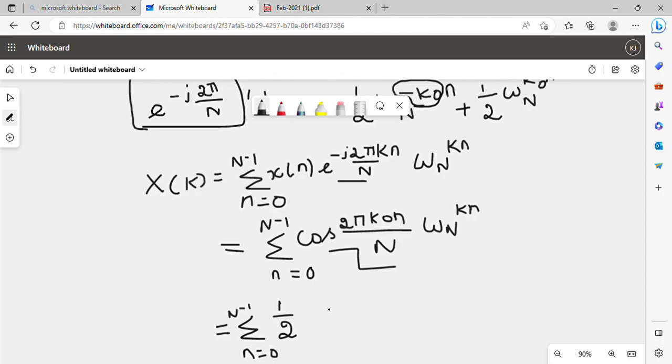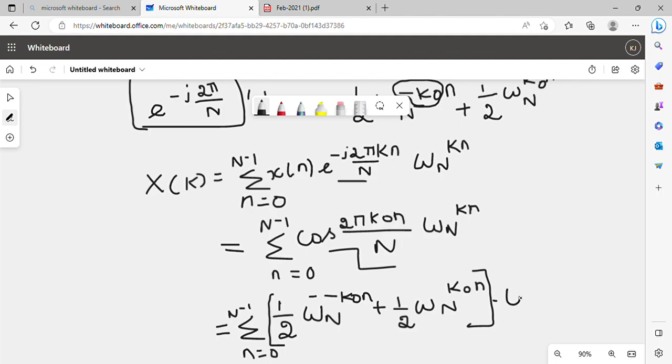So it is equal to 1 by 2 into, I need to put a bracket, 1 by 2 into omega N to the power k naught n minus k naught n, plus 1 by 2 into omega N to the power k naught n into omega N to the power kn.